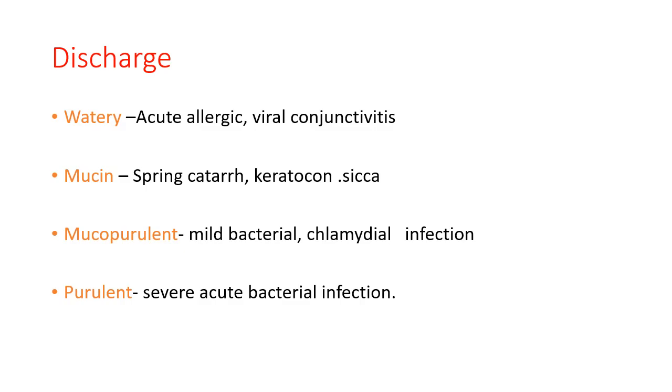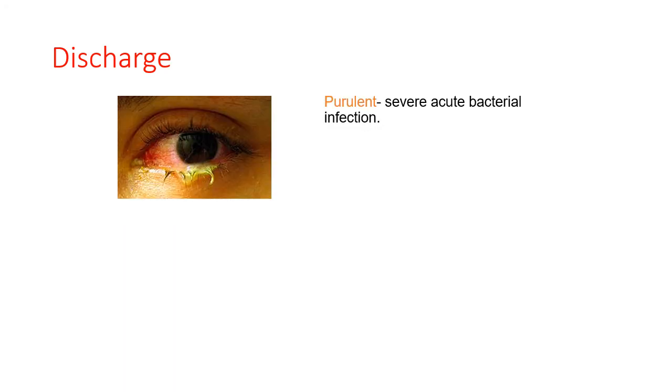The watery discharge, sometimes called serous discharge, is seen in viral conjunctivitis or acute allergic conjunctivitis. Mucinous discharge is seen in spring catarrh. Mucopurulent discharge is seen in mild bacterial or chlamydial infection. Purulent discharge is seen in severe acute bacterial infection. So this is the type of discharge. In this picture, you can see a purulent, severe acute bacterial infection. You can see yellowish discharge at the lid at the canthus, and you can see matting of eyelashes also.